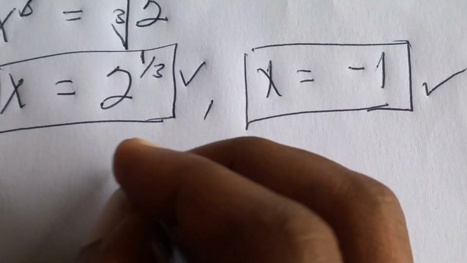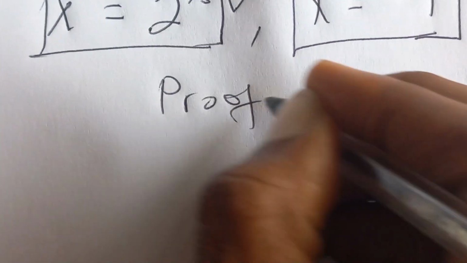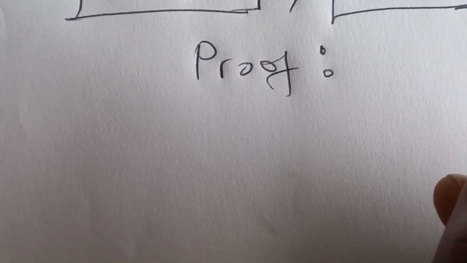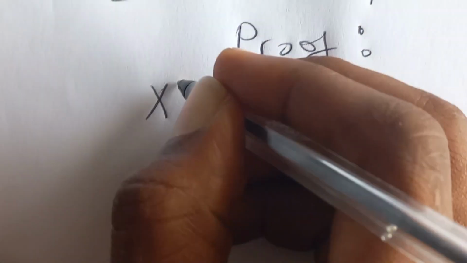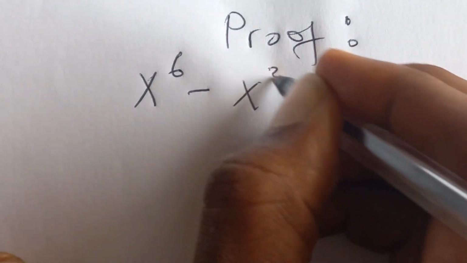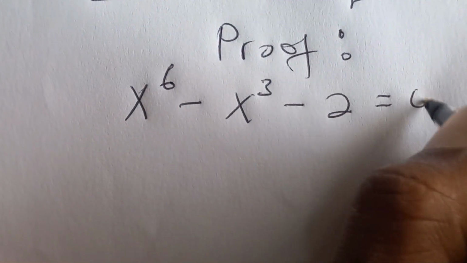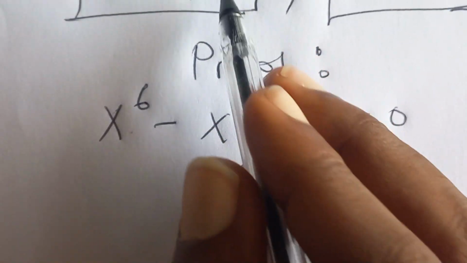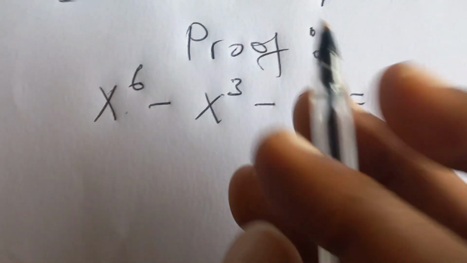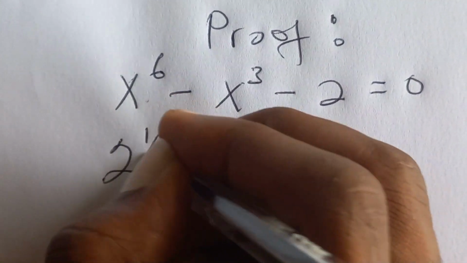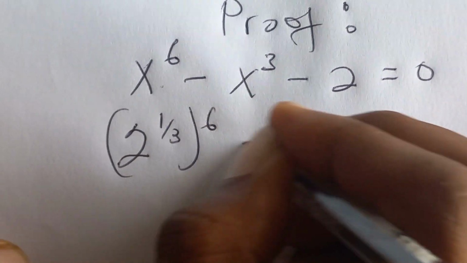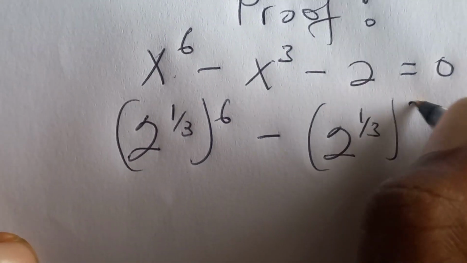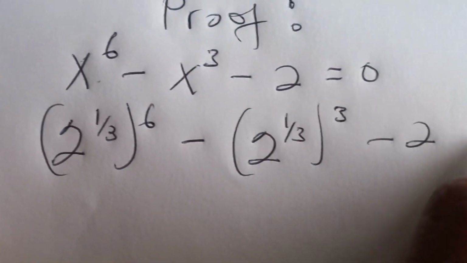Now let's prove to see if indeed this value satisfies the equation. Okay, so from x exponent 6 minus x exponent 3 minus 2 is equal to 0. Okay, so when x is equal to 2 exponent 1 on 3, I'm going to get 2 exponent 1 on 3 to bracket exponent 6 minus 2 exponent 1 on 3 to bracket exponent 3 minus 2. Is it equal to 0?